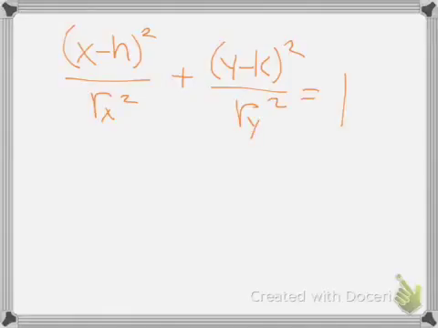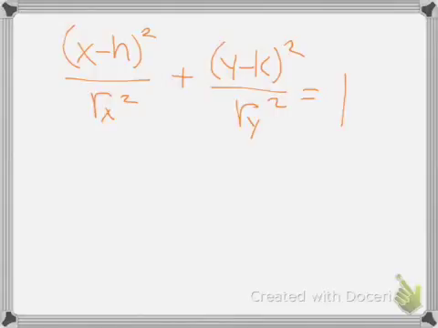The number underneath the x minus h in parentheses squared is the x radius squared. Underneath the y minus k in parentheses squared is the y radius squared. Regardless of whether it's horizontal or vertical, the number underneath the x minus h squared is the x radius squared. That's the distance from the center to the endpoint horizontally of the ellipse, and the y radius is the distance from the center vertically to the endpoint of the ellipse.